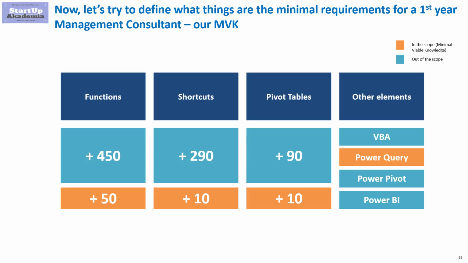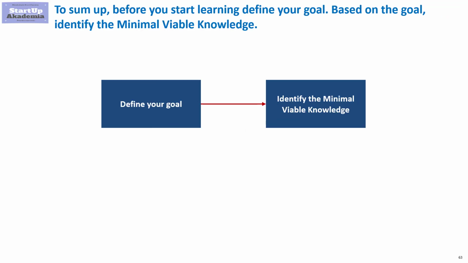Once you master the minimal viable knowledge, it will also be much easier for you to learn other things. To sum up, before you start learning, define your goal. Based on the goal, identify the minimal viable knowledge. Thanks to that, you will save a lot of time, and you will learn the things that you really need to achieve your goal.